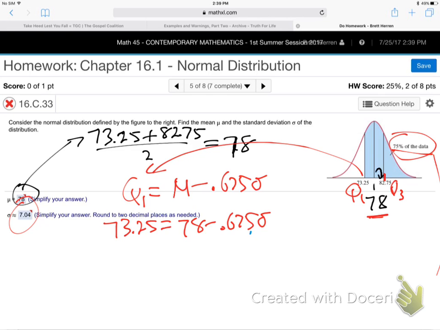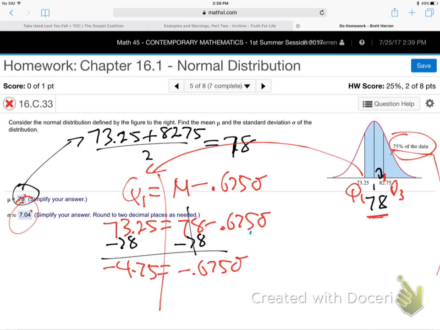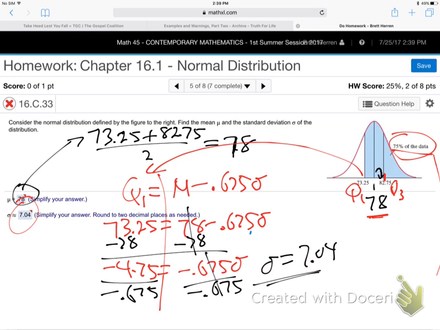So let's solve. Let's subtract 78. And so we get something minus 4.75 is minus 6.75 sigma. Last step in solving: divide by minus 6.75. I mean, minus 0.675. And somebody got an answer there? Oh, I guess it's the 7.04, right? Yeah, it looks like 7 to me. 7.04? That's coming out, which is what we have here. So that's the standard deviation.